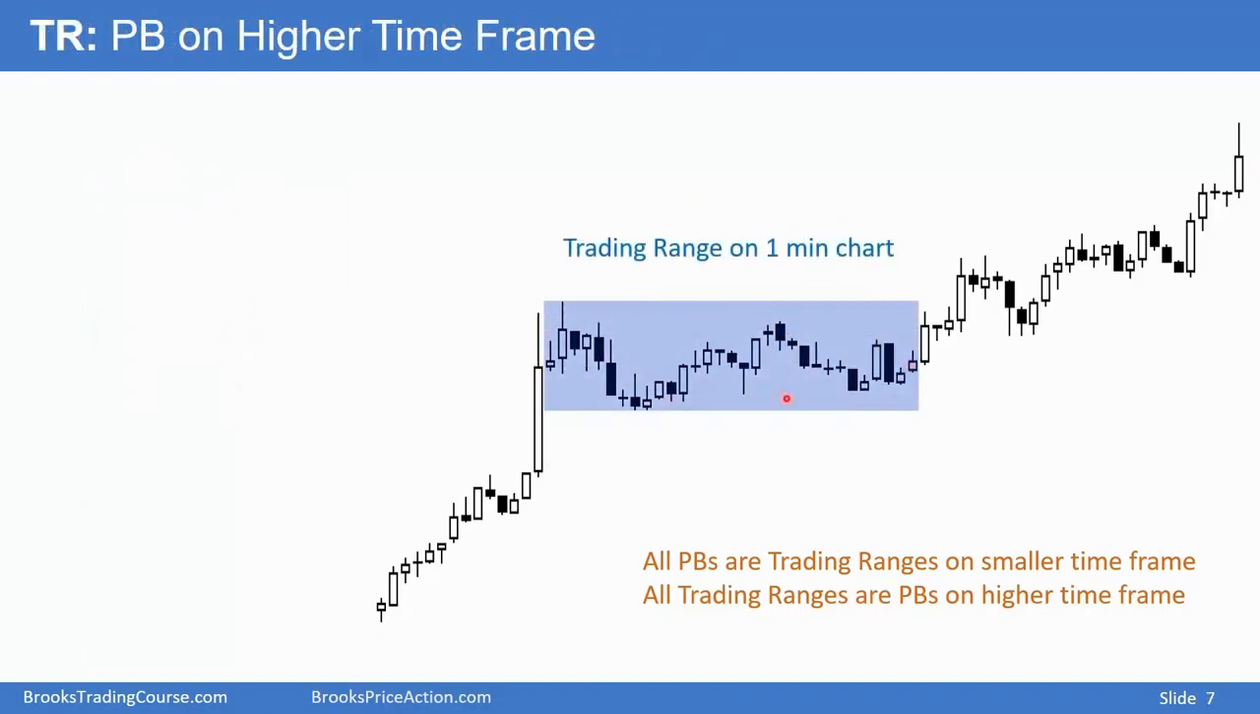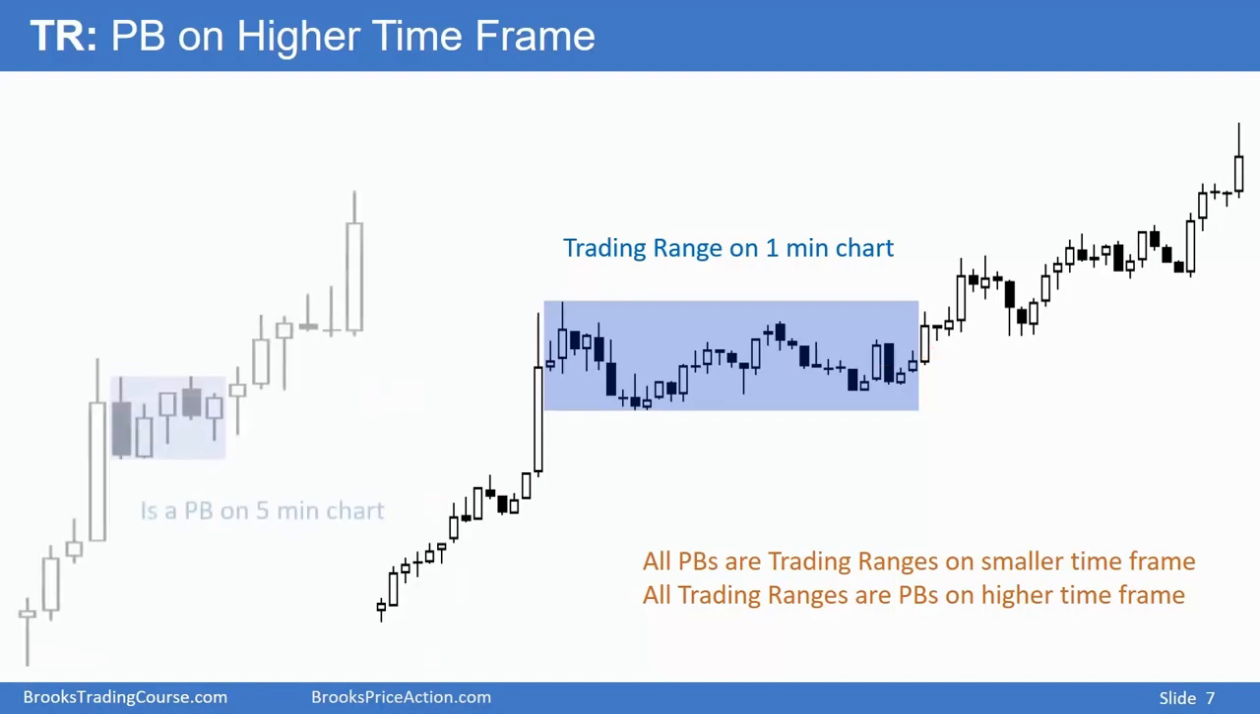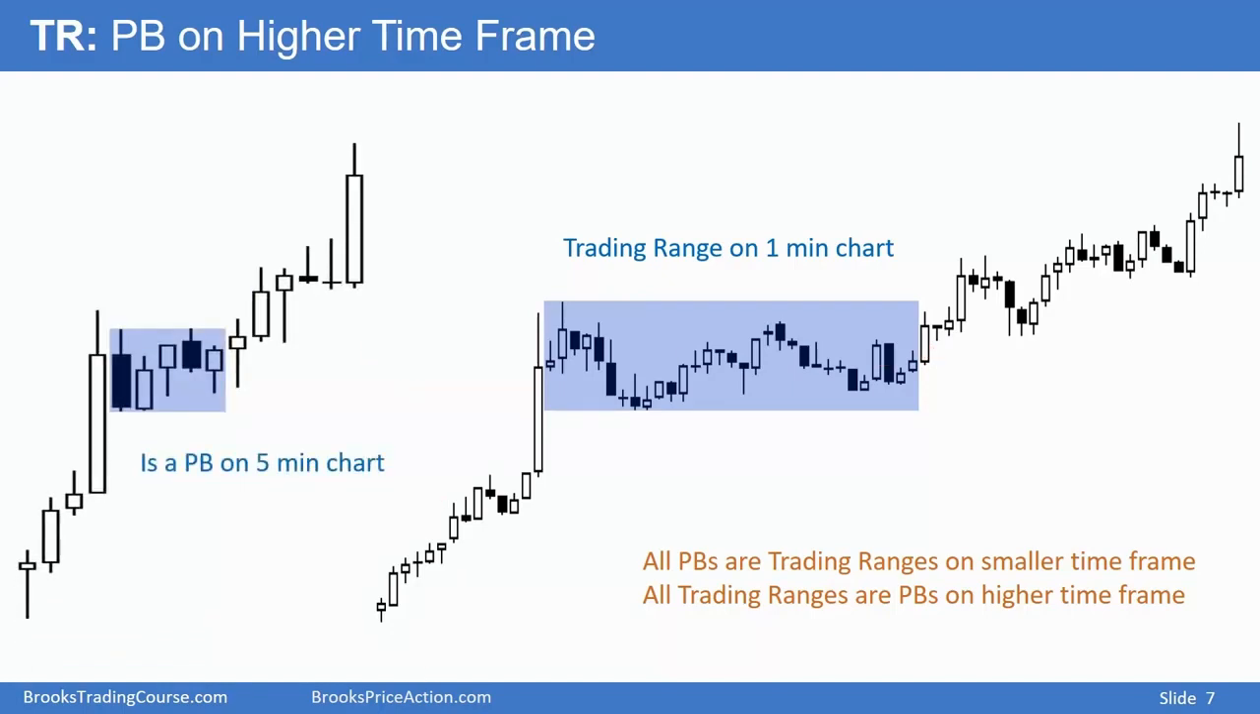Here we have a 1-minute chart and a 25-bar trading range. Well, a 25-bar trading range on a higher time frame chart could be simply a pullback in this bull trend. And in fact, obviously it is. On a 5-minute chart, this 25-bar trading range on the 1-minute chart is just a 5-bar trading range. So all pullbacks are trading ranges on smaller time frames, and all trading ranges are pullbacks on higher time frames.